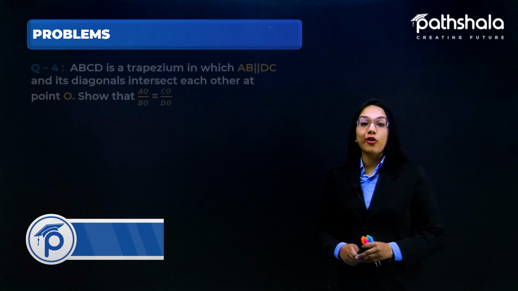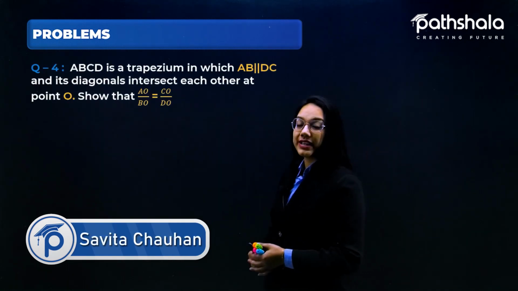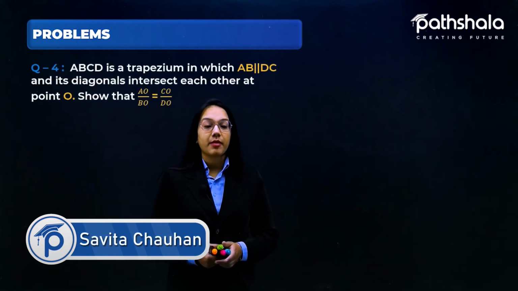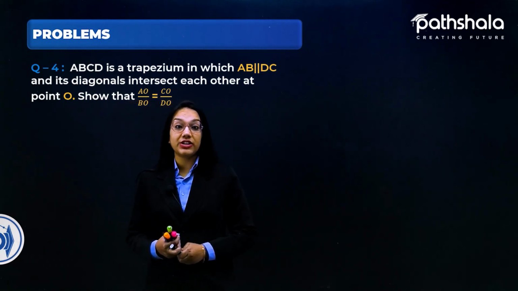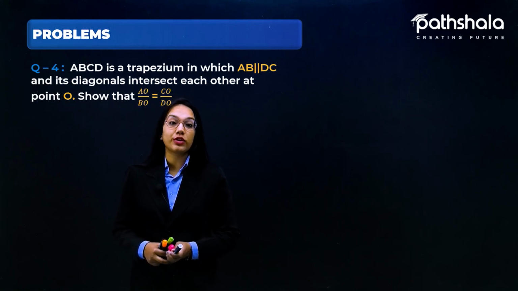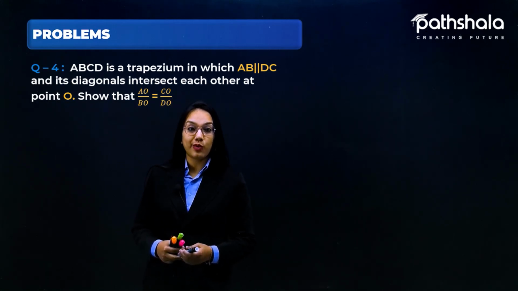So let's just move on further towards question number 4. It says ABCD is a trapezium in which AB is parallel to DC and its diagonals intersect each other at the point O, and we have to show that AO by BO is equal to CO by DO.